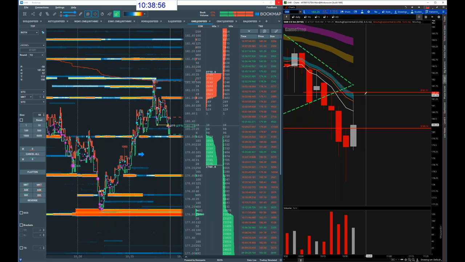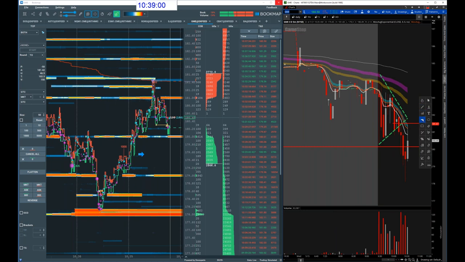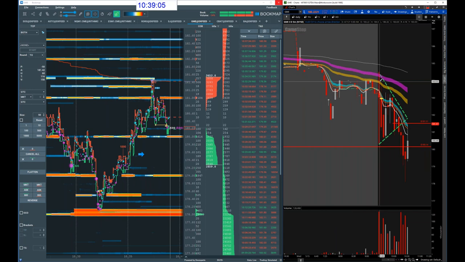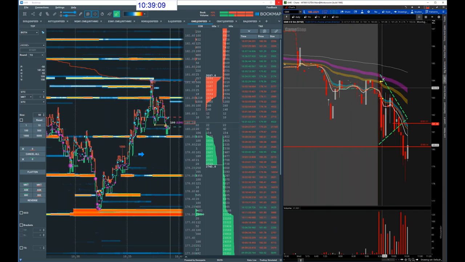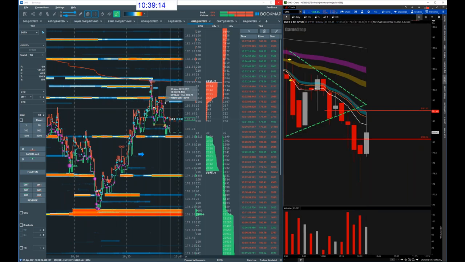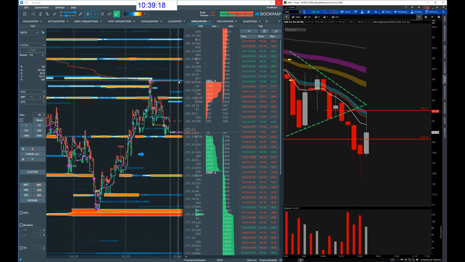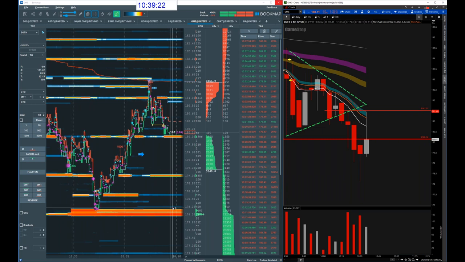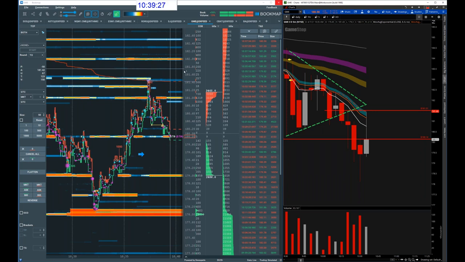This is only an add, okay, because it's not the main setup. The main setup was short between this area and this area. The first entry had a little bit of slippage, but this was the main entry. So right now, what happened? We took already that $1 and we're risking break even. So if it goes down, it will be extra money. If we have a break even, fine, okay?